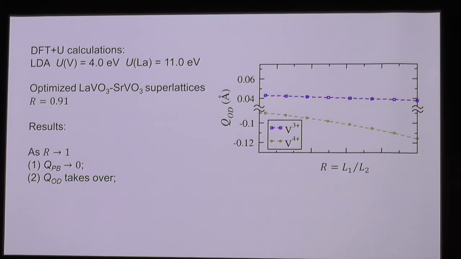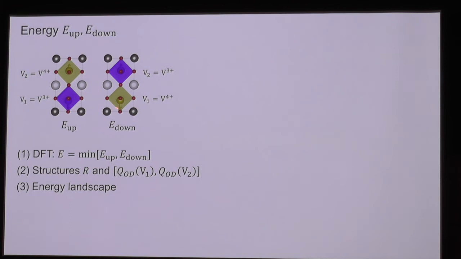To further investigate how the stability of the different polarized charge ordering states can be affected by the lattice distortion, we generate different structures with different R values and different displacements of the two vanadium atoms. For each atomic structure, we calculate the energies of two electronic states. For the first electronic state, the bottom vanadium is vanadium 3+. As a result, its polarization is pointing up. For the other electronic structure, the bottom vanadium is 4+ and its polarization is pointing down.